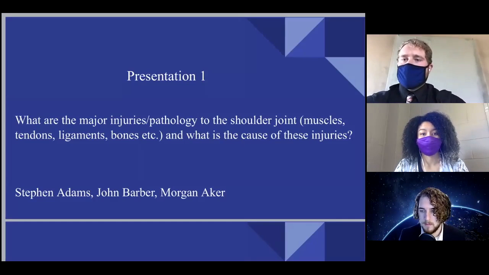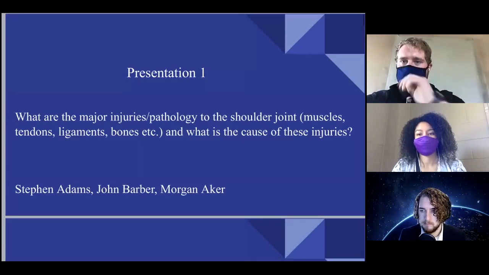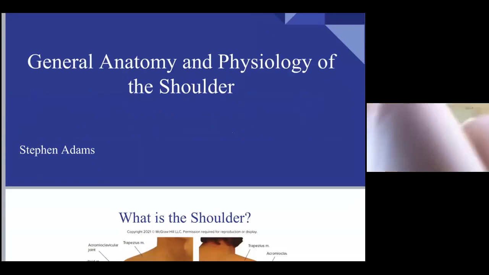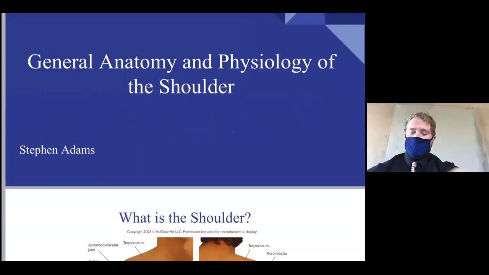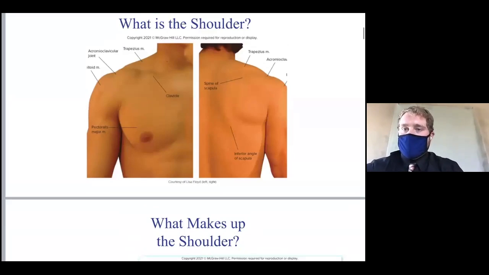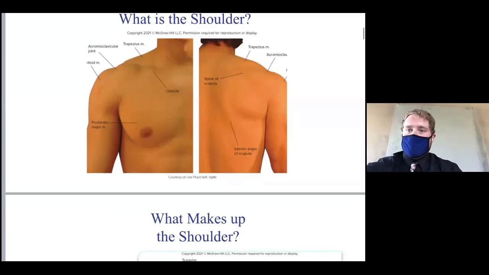All right. So I'm Connor, and I'm going to tell the general anatomy and physiology of the shoulder. So what is the shoulder? The shoulder is a structure that is made up of the scapula and the humerus bone. This is a picture of the shoulder. It just gives a general idea and gives some key areas.